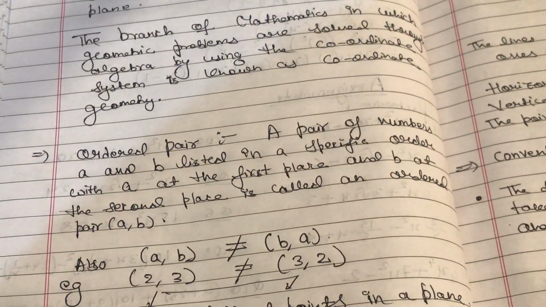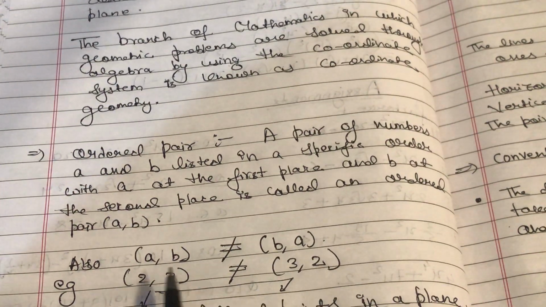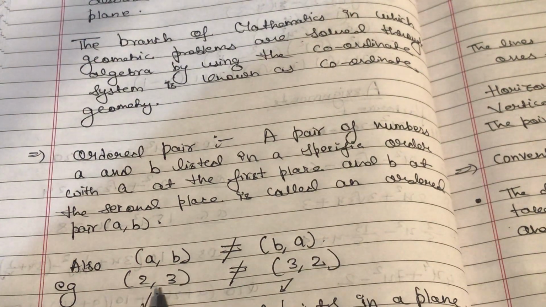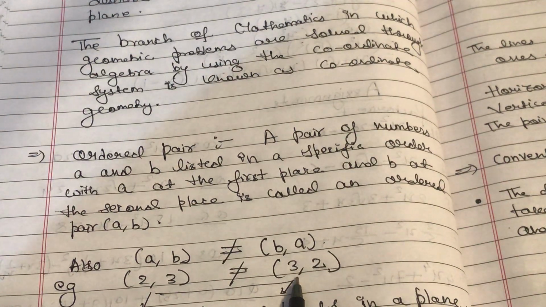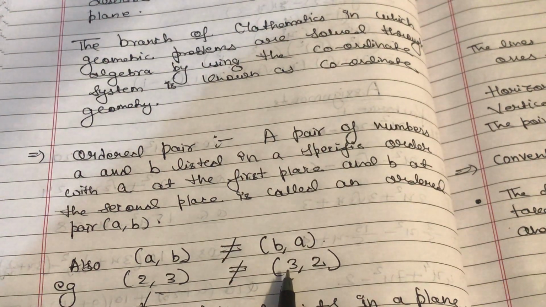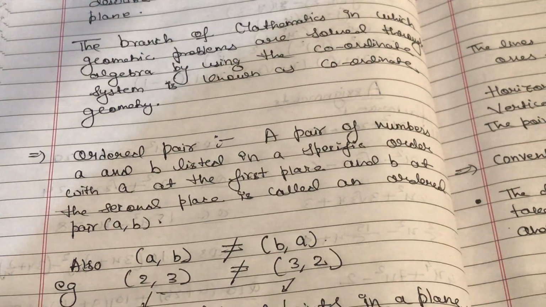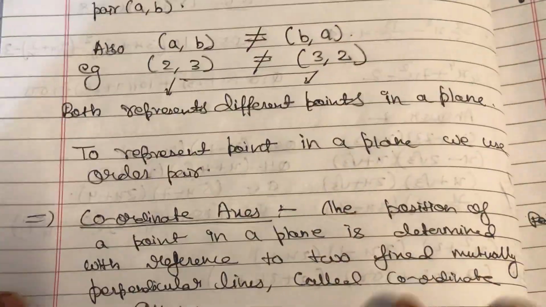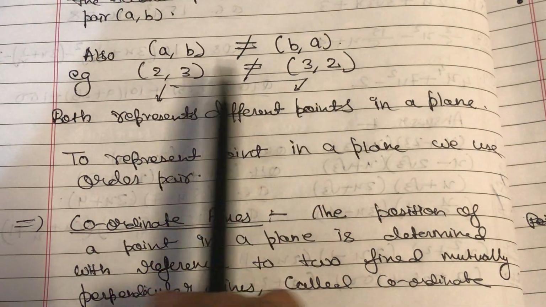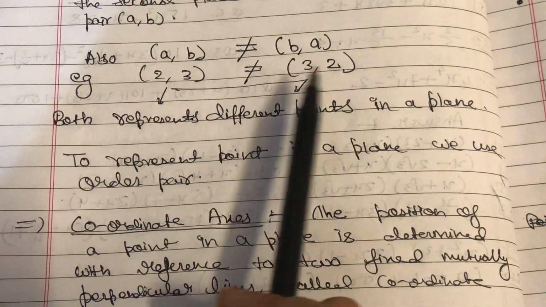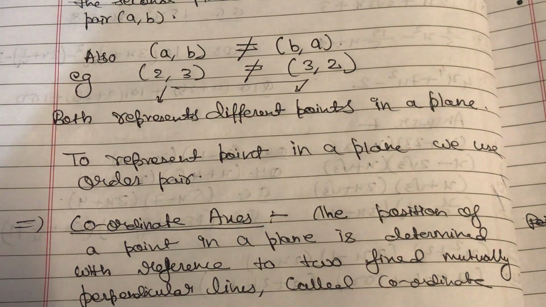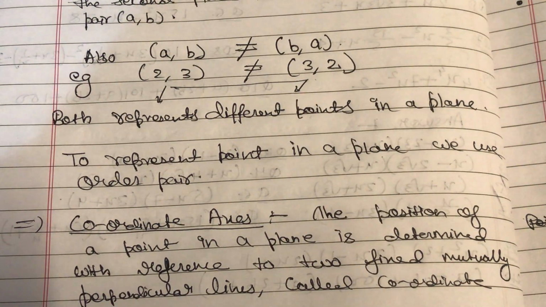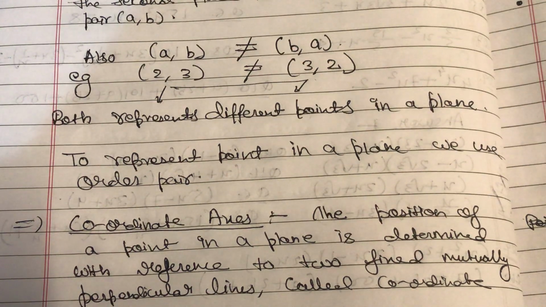So here (2, 3) cannot be equal to (3, 2) because you will say 2 is present here, 2 is present here, 3 is present here, 3 is present here. Then why not equal? No, in coordinate geometry, both will represent different points. For example, in the system, if I have to represent these 2 points, then this will be represented somewhere and this will be represented somewhere else. That I'll be explaining in further videos of this chapter.